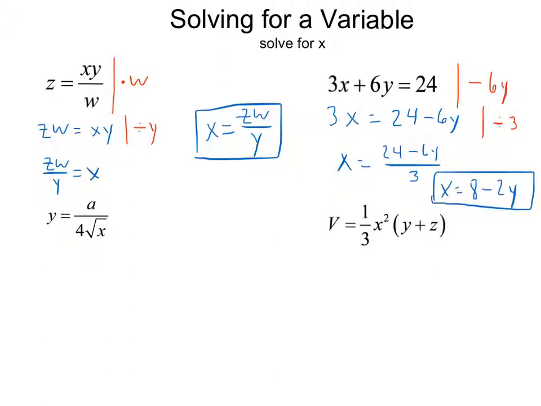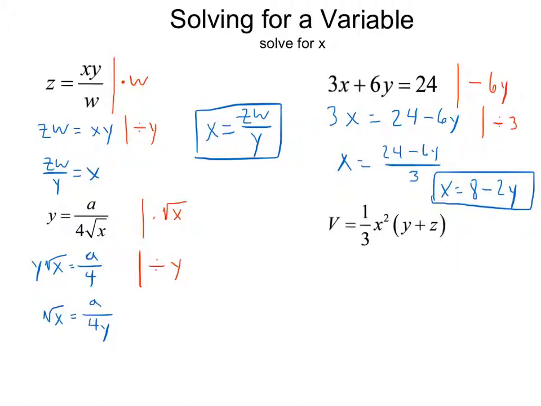Okay, next one, y equals a all over 4 root x. I want to get, well, it's in the denominator, so I'm going to get things up to the top. I'm going to multiply. Now we have y and x together, y root x equals a over 4. I want to get x by itself, divide both sides by y. Y goes to the bottom on the other side.